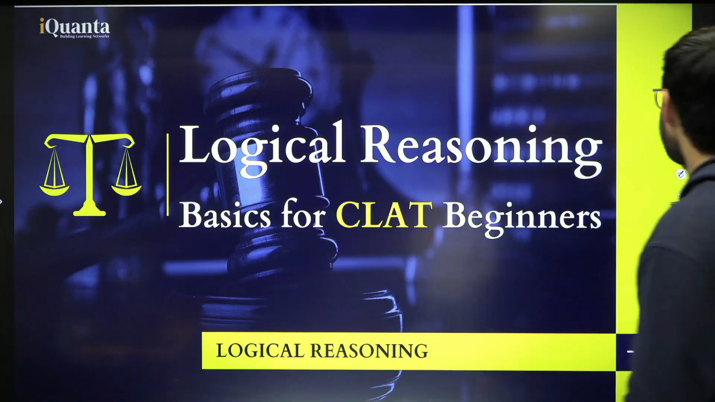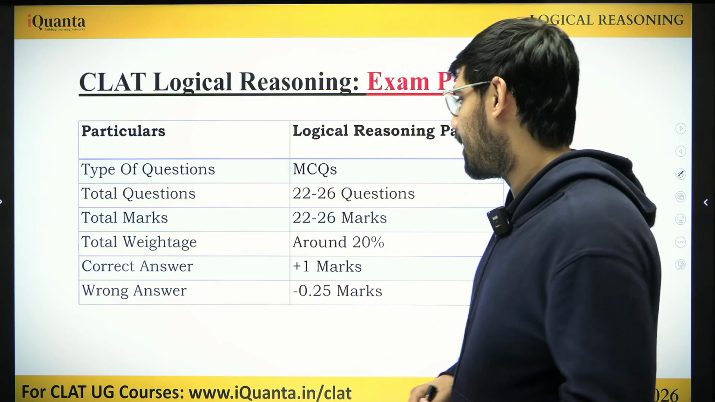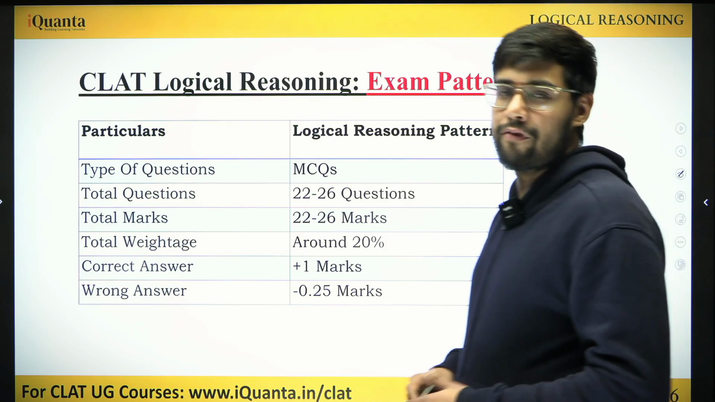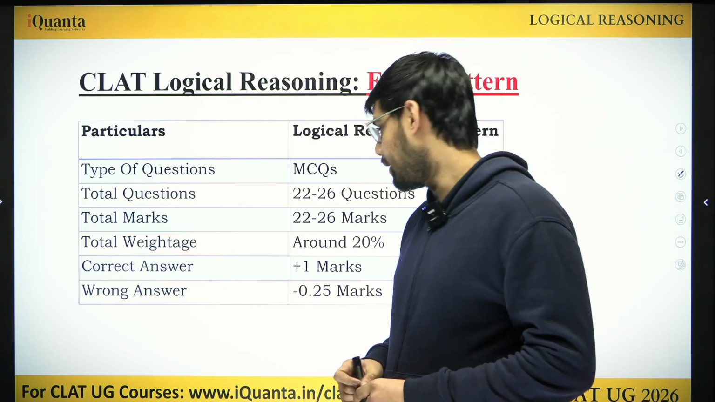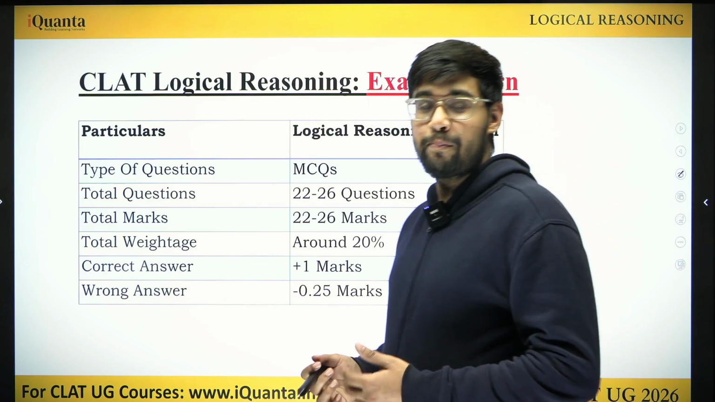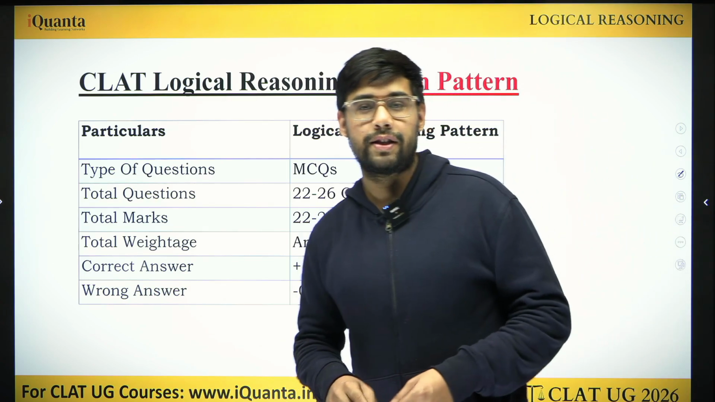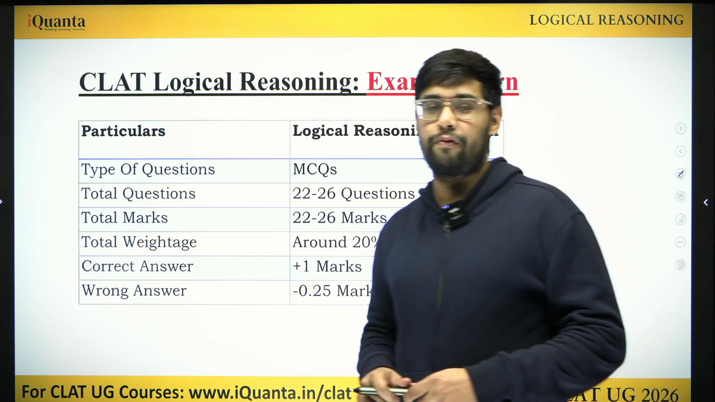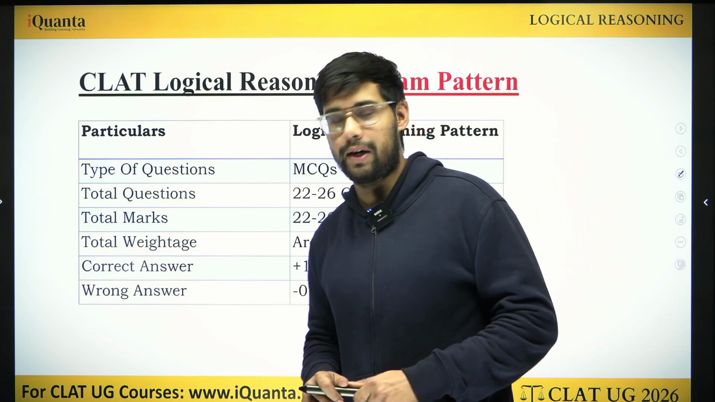Firstly, I'll discuss the exam pattern here. So as you can see, all of the questions are MCQ type and the total number of questions vary from 22 to 26, which is around 20% of the entire paper. So of course, this is a very important section for your CLAT exam. And each correct answer fetches you +1 marks. However, if you get an answer incorrect, it will be a penalty of 0.25 marks.